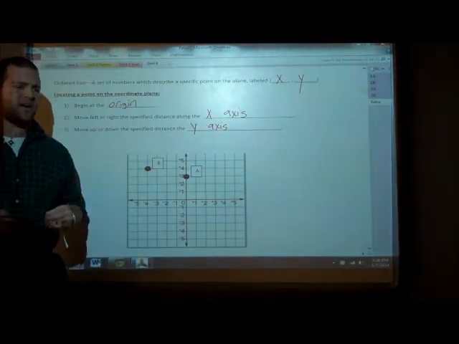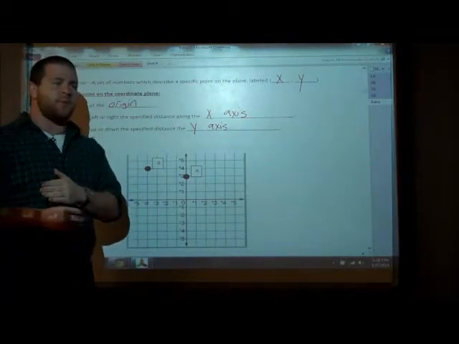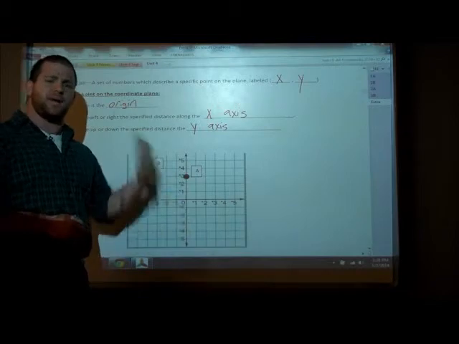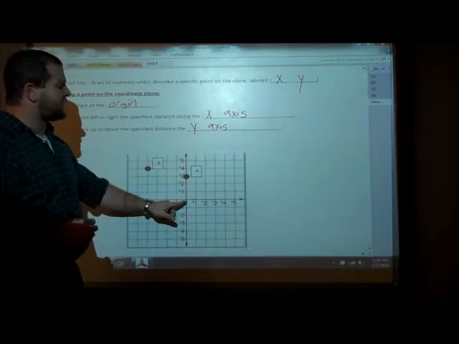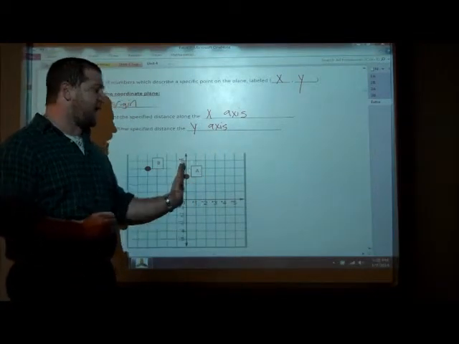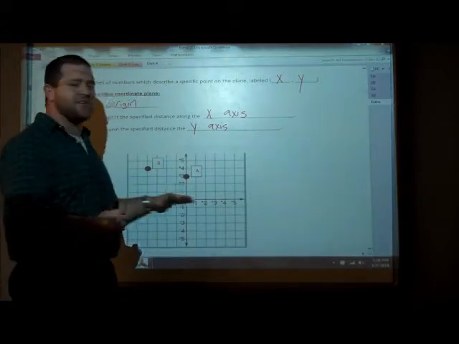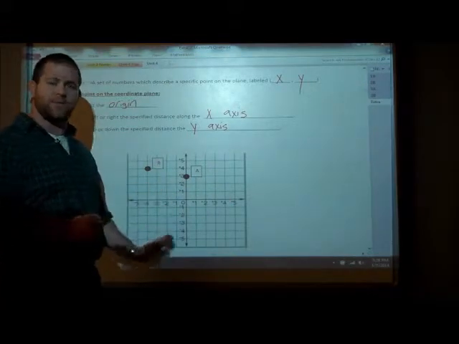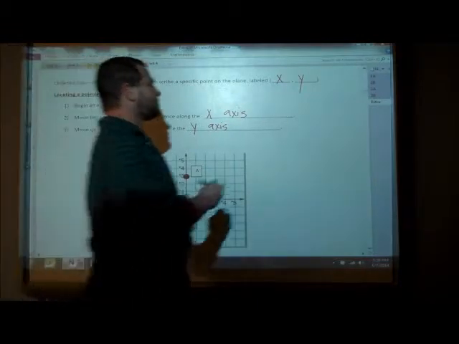I was talking to somebody earlier today, and they were telling me about how they used to have trouble remembering whether to go left or right first or up or down first. And their teacher told them, imagine that you're trying to climb a ladder to get to a point. You have to move the ladder over before you can climb it. You can't climb it and then slide over once you get there. So that helps them remember to go left and right first and then go up and down. Whatever works for you, as long as we can make sure that we can graph these points.